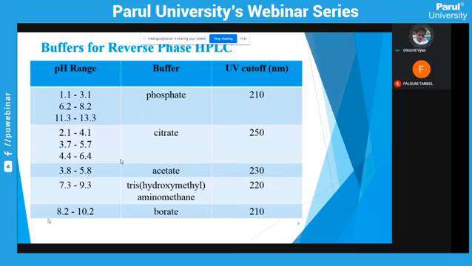What we have learned through all the above slides on buffer selection is why a buffer is required and which buffer is useful for our chromatography. So, can anyone tell me if there are any doubts over here, specifically for buffer?